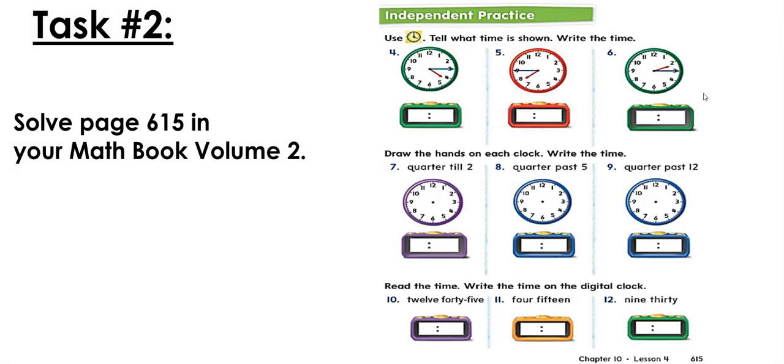Let's see task number 2. You have to solve page 615 in your math book volume 2. Again, pause the video, do it on your own, and then we'll check the answers together.